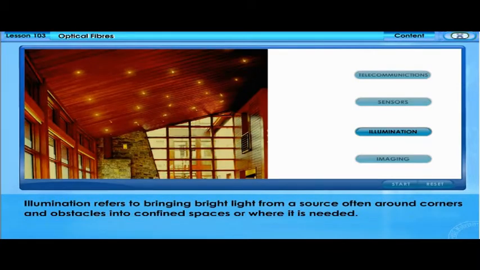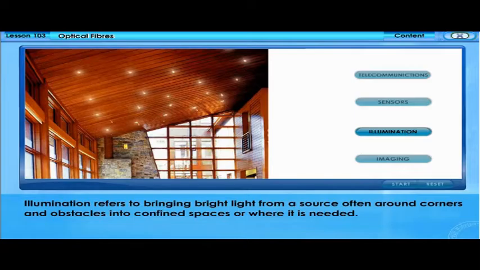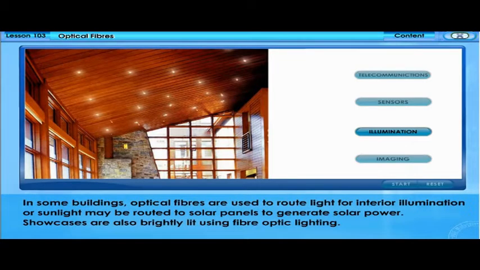Illumination refers to bringing bright light from a source, often around corners and obstacles, into confined spaces or where it is needed. In some buildings, optical fibers are used to route light for interior illumination, or sunlight may be routed to solar panels to generate solar power. Showcases are also brightly lit using fiber optic lighting.